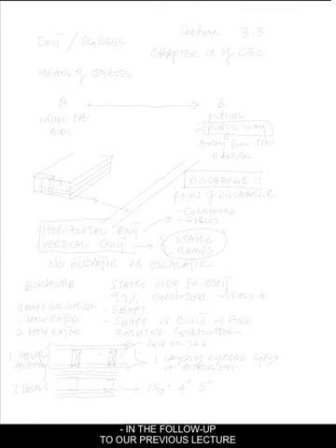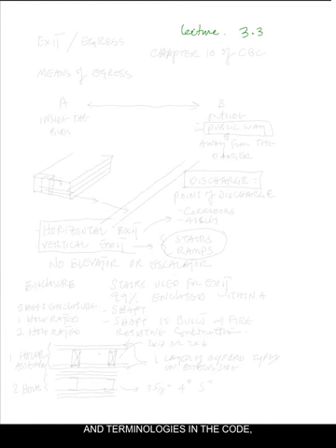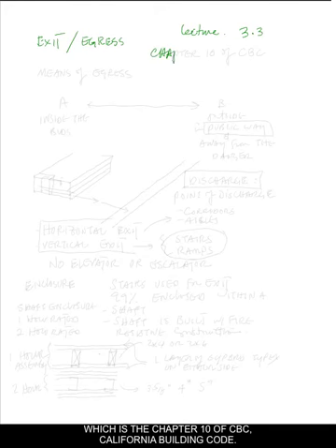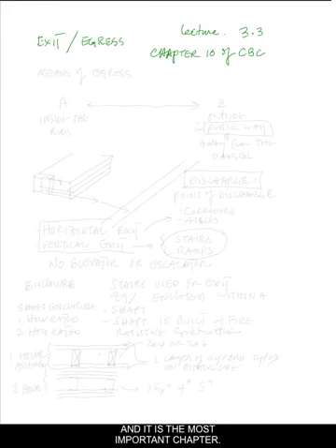In the follow-up to our previous lecture and terminologies in the code, we would like to emphasize the terminologies relevant to what is known as exit or egress, which is chapter 10 of CBC, California Building Code. And it is the most important chapter. Means of egress.